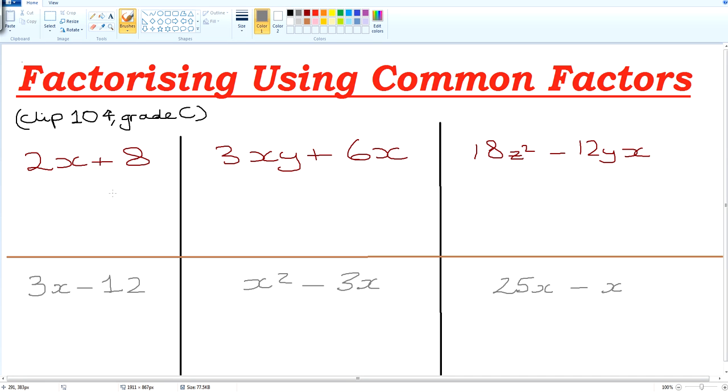Now, when we're doing factorizing using common factors, we have to understand that numbers are made up of factors. They're made up of numbers multiplied together to give you that number. So without any further delay, let's have a look here. So the number, so this here, 2x. 2x is made up of what? 2x is made up of 2.